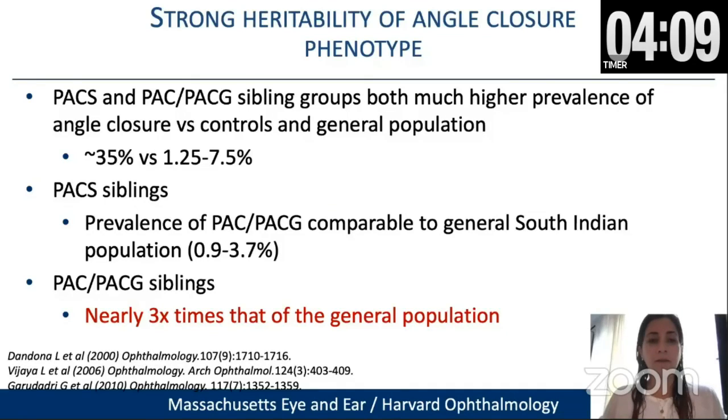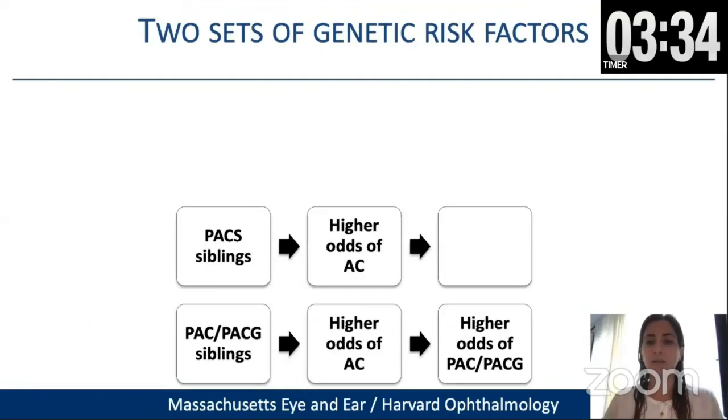The studies together showed strong heritability of the angle closure phenotype. PACS and PAC-PACG siblings groups both had higher prevalence of angle closure compared to controls as well as the general population. And while the PACS siblings had a prevalence of PAC-PACG comparable to the general South Indian population, the siblings of individuals with PAC-PACG had 3 times the rate of PAC-PACG than the general population. So much higher prevalence of advanced disease in those that have a family history of advanced disease.